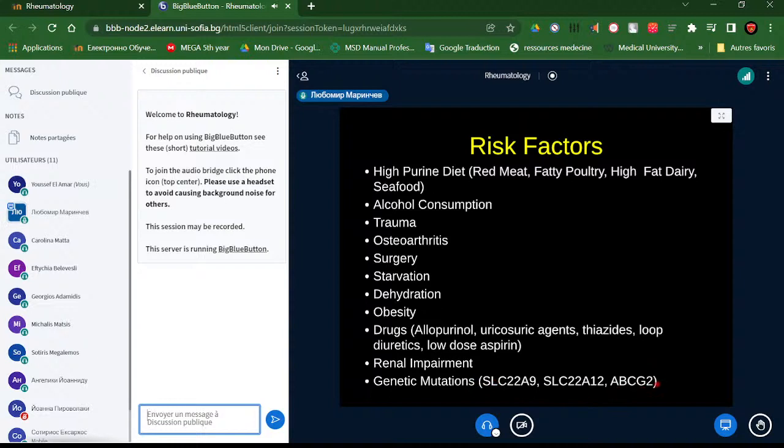You see here there are 3 types of genetic mutations. These are genes in the tubules in the kidneys, and these genetic mutations can cause the hyper reabsorption of uric acid in the tubules and accumulation in the blood.